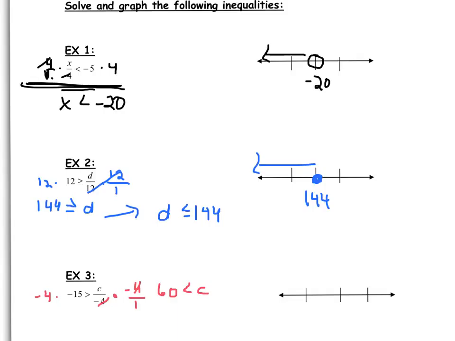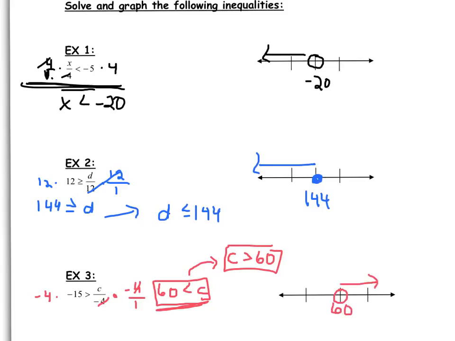And then if I want to rewrite this so that my variable is on the left, I could do c, and then I flip-flop it again, so c is greater than 60. Or you can just leave it like this. Either way will work. So c is greater than 60. This also says that c is greater than 60. And so I have an open circle at 60, and that direction is greater than. All right, let's do some more.